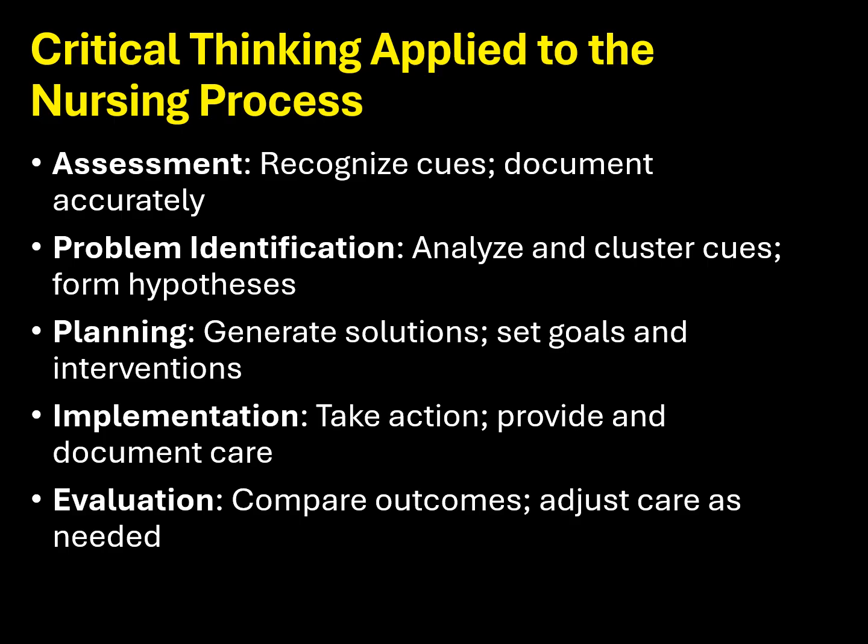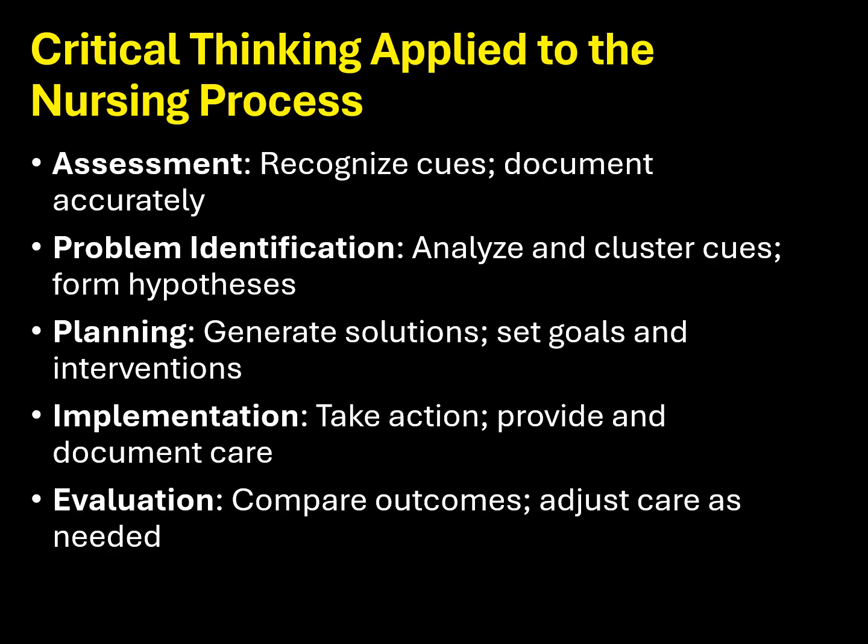The nursing process and the clinical judgment measurement model work hand in hand. First is assessment. We gather and record patient data, recognizing cues that point to health problems or risks. Second, we move to problem identification. We analyze the data, group related information, and form hypotheses. We then select the most important nursing diagnoses to address.